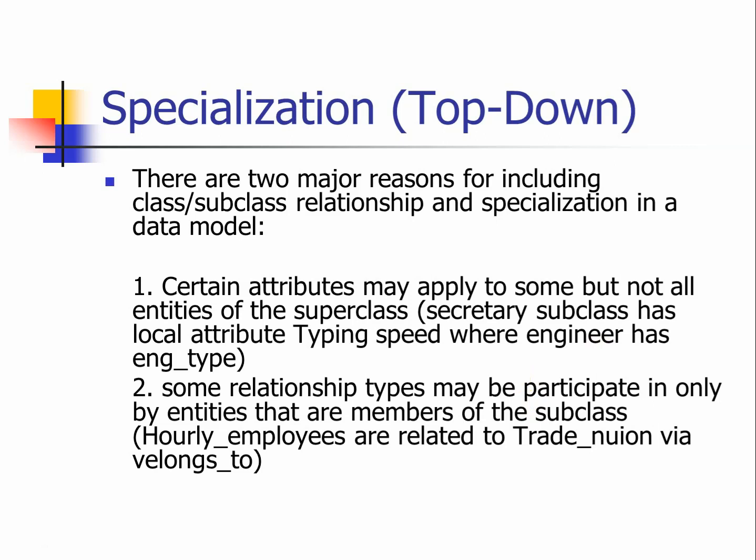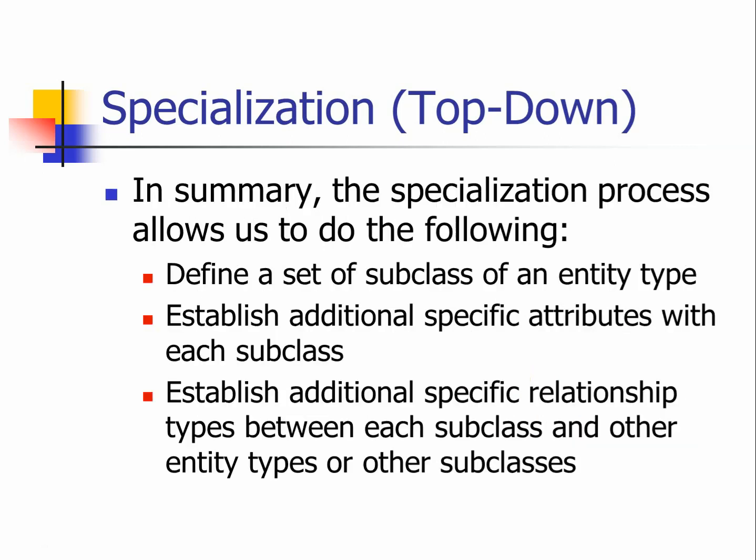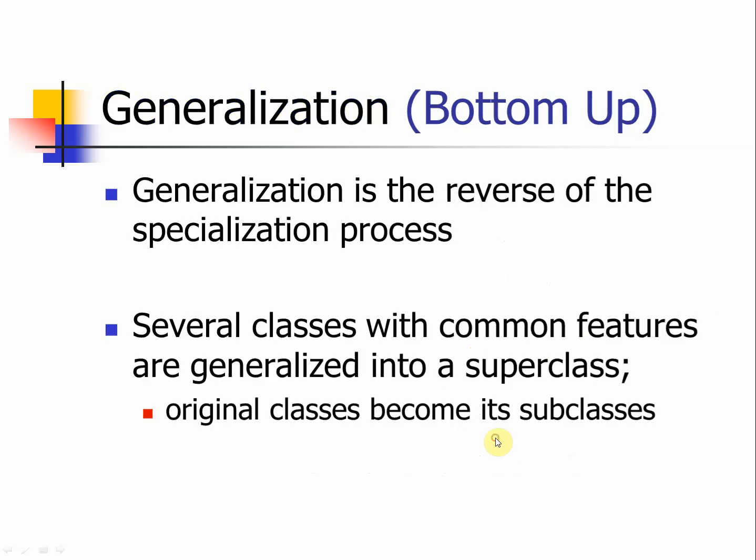And that's why, to make it more accurate, we rely on the EER part for us to specify those details. In summary, the specialization process allows us to do the following things. We can define a set of subclasses of an entity type. We can establish local attributes as well as local relationships that we feel only apply to this one.